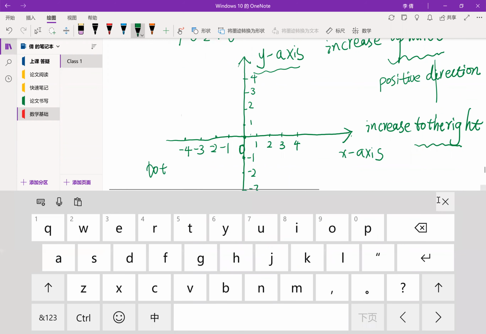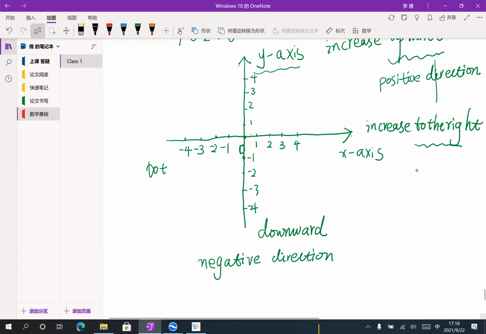Laoshi, why is negative y on the upside? Right, to the left is a negative number, a negative direction. Okay, let's see. Can you see my screen? Yes, teacher, we can see your screen. Yeah, okay.